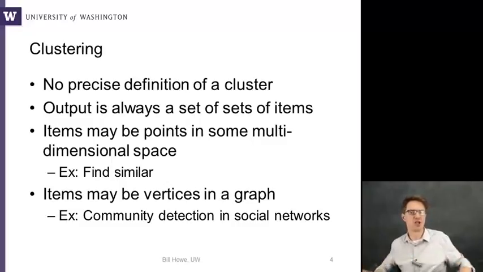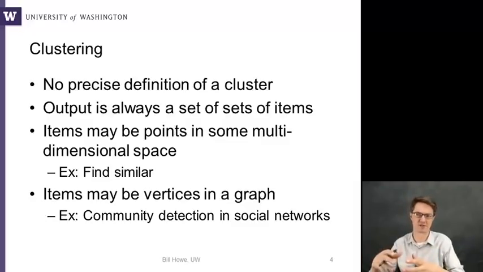In clustering, there's perhaps no precise definition of what a cluster is, which is one of the reasons why you see all these different algorithms for different scenarios. But the output is usually the same, which is a set of sets of data items. These items may be points in some multidimensional space, and your goal is to group them by similarity. Or the items may be, say, vertices in a graph, and your goal is to find communities that collaborate more closely than other communities, or that communicate more closely than other communities. Here you're looking at the edge structure of the graph to identify the clusters, but the output is still the same. It's a set of sets of items.